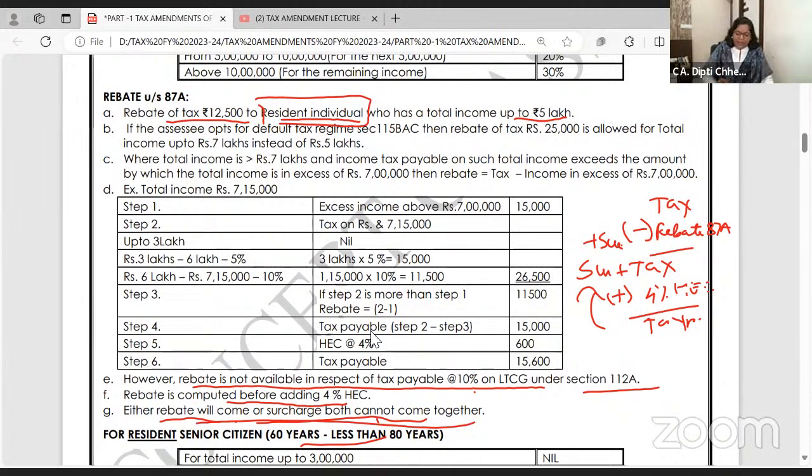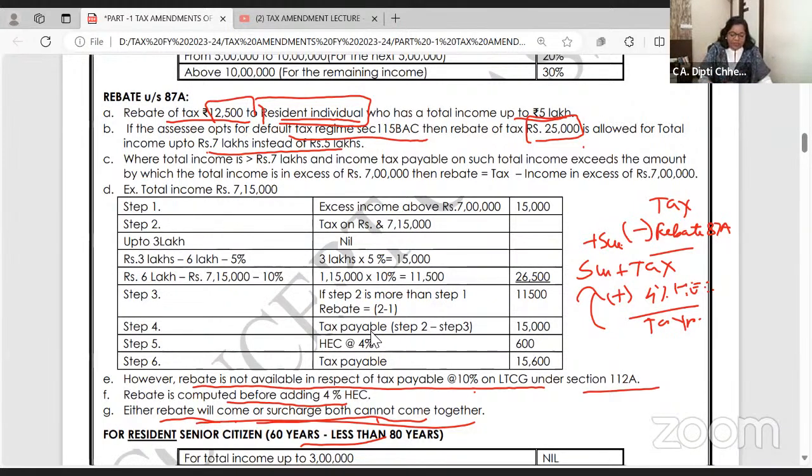Now, if you go for the default tax regime under 115 BAC, then instead of 12,500, the rebate is 25,000 for total income up to 7 lakhs. Ma'am, you have already covered this in Magic of Logic, but this is important for 115 BAC, which I'll start in another 10 minutes.